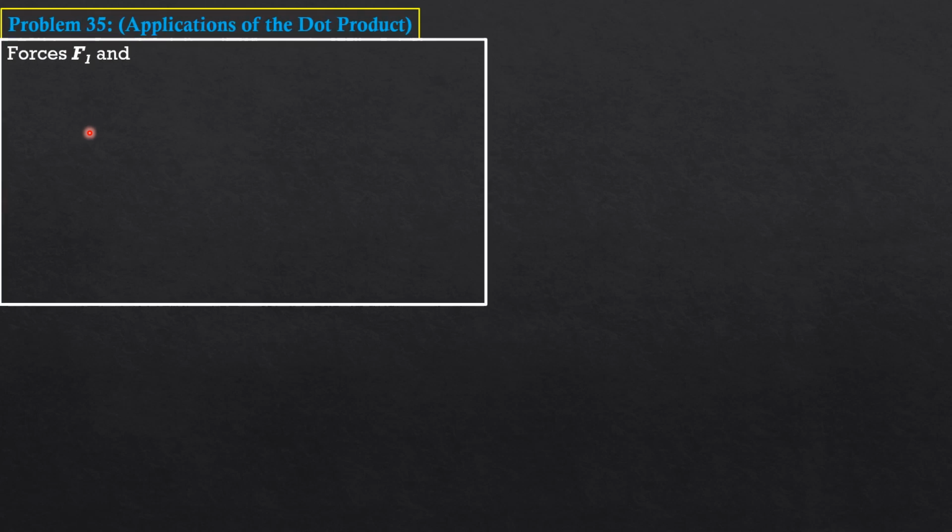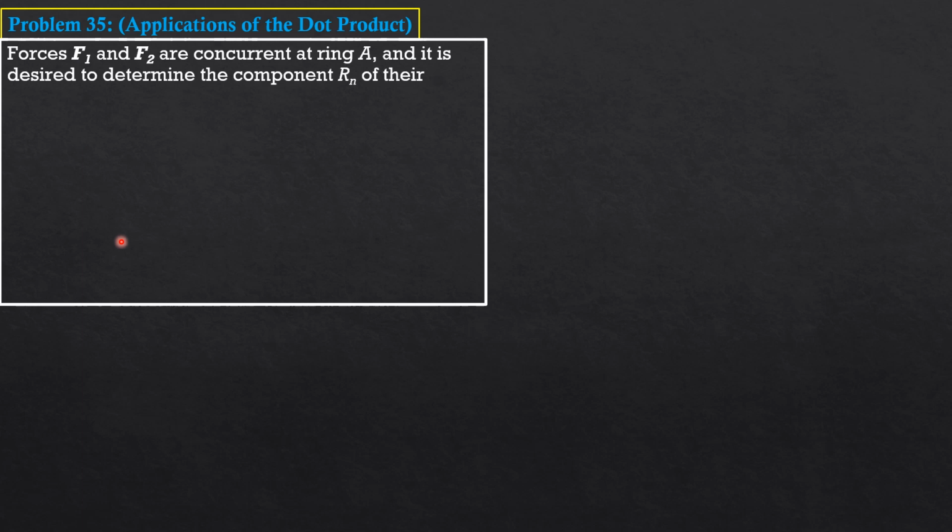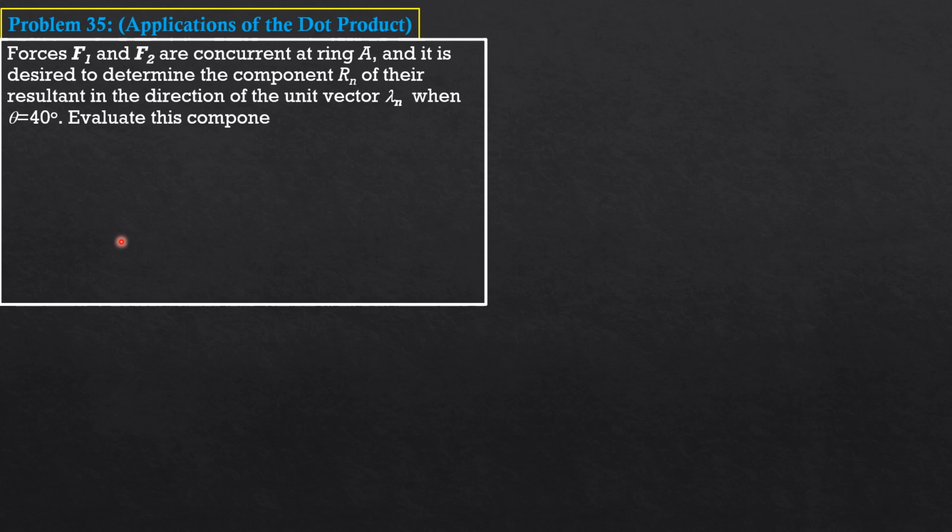So here is example 35 on the applications of the dot product. Forces F1 and F2 are concurrent at ring A, and it is desired to determine the component R sub n of the resultant in the direction of the unit vector lambda sub n when theta is 45 degrees, 40 degrees. Evaluate this component according to this definition.